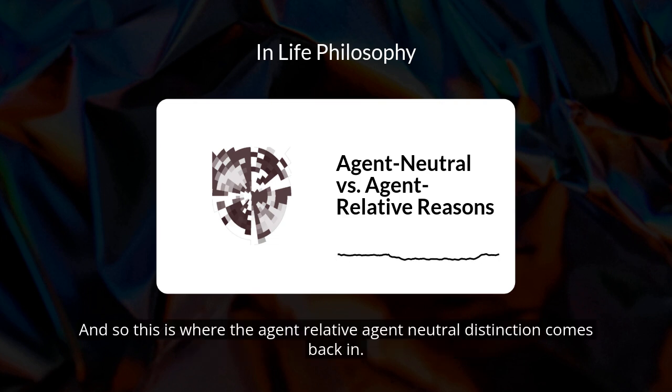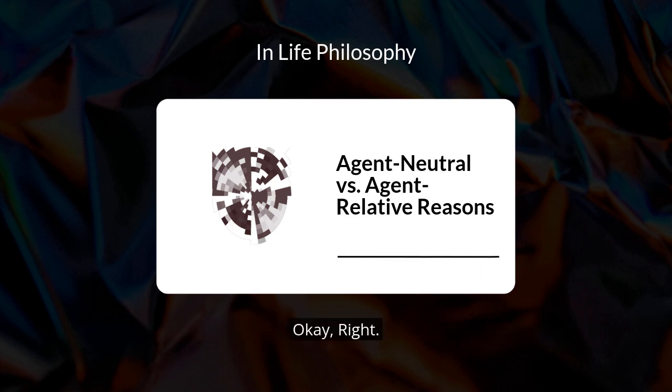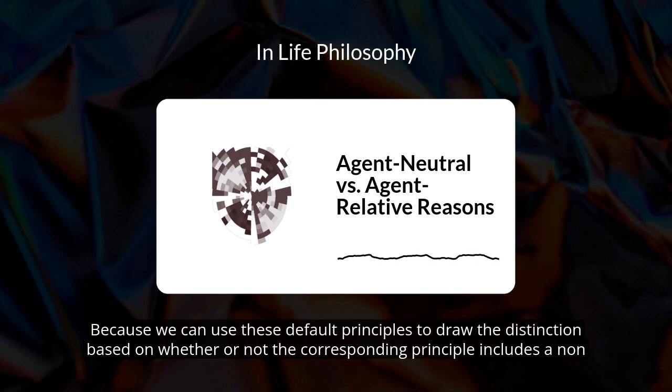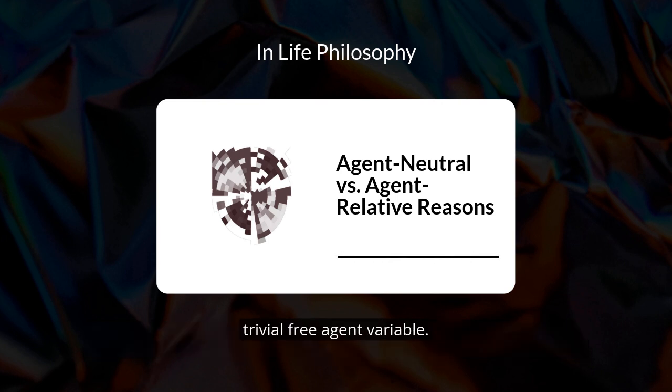Right. Okay. And so this is where the agent-relative, agent-neutral distinction comes back in. Because we can use these default principles to draw the distinction based on whether or not the corresponding principle includes a non-trivial free agent variable. Okay, non-trivial. Yeah, that's important.